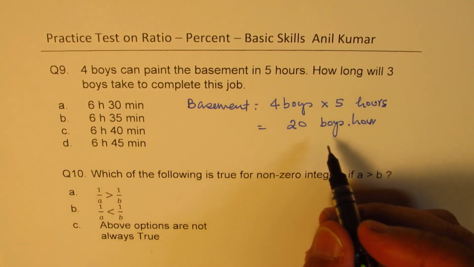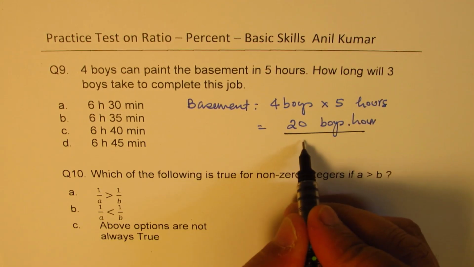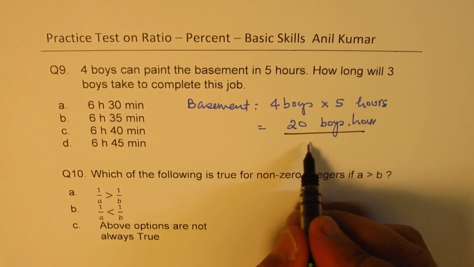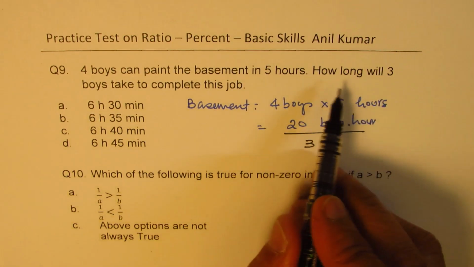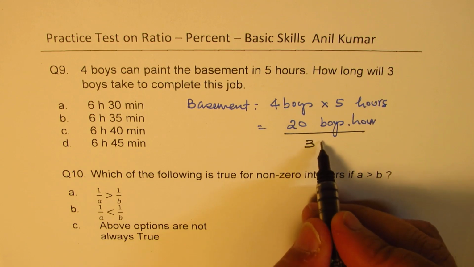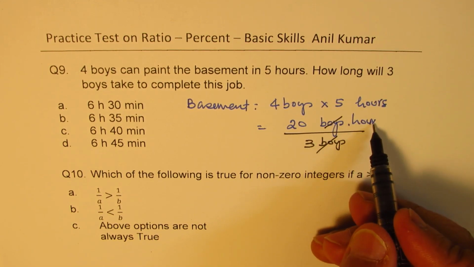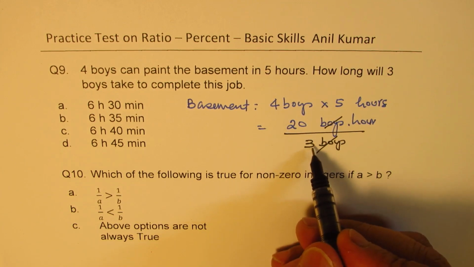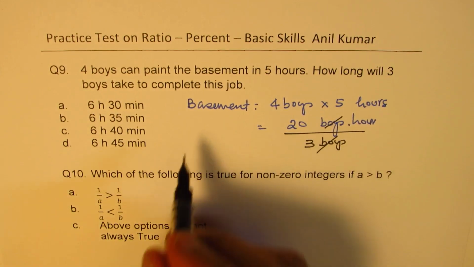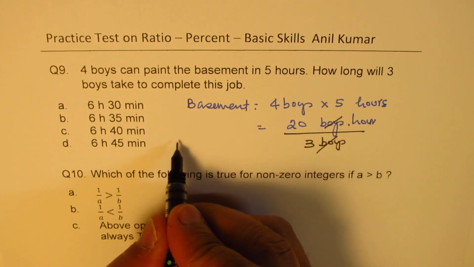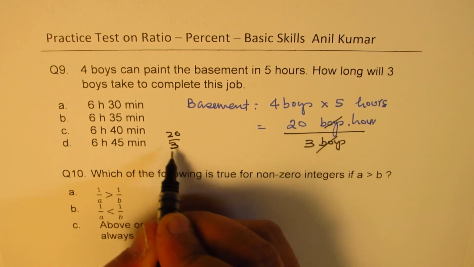So for 3 boys, if I divide this by 3, how long will 3 boys take? If I divide this by 3 boys, then boys and boys cancel. We get hours, right? So 20 divided by 3 is our answer, correct? So let's divide 20 by 3.